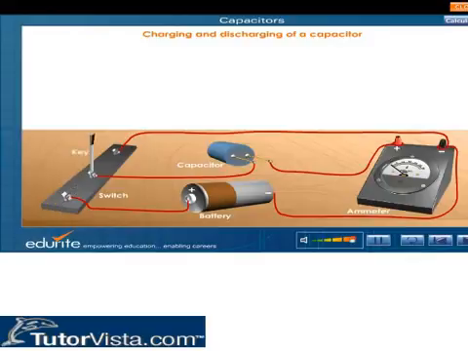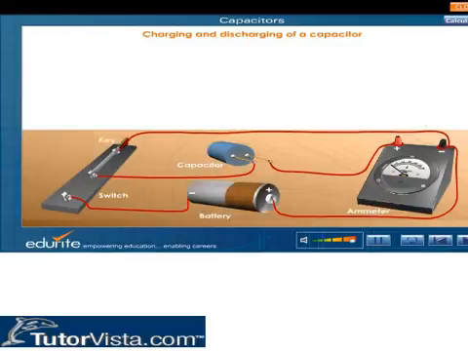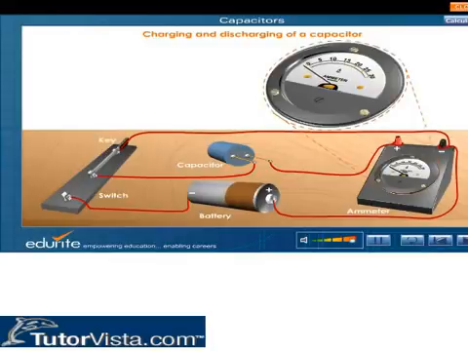Now click on the key to discharge the capacitor. Observe that the pointer of the ammeter is moving to the left of the 0 mark, indicating a reversal in the direction of flow of charges. After some time, the needle comes back to the 0 mark, showing that the capacitor is completely discharged. To measure the rate of flow of charges, follow the instructions.